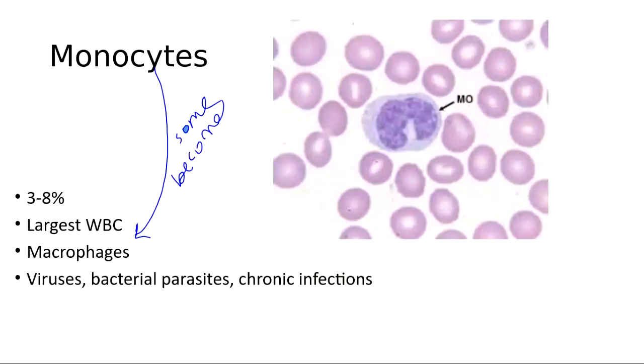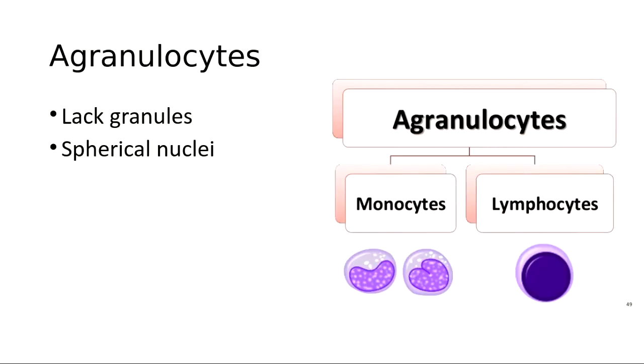Monocytes are the biggest white blood cell. Some of them are destined to become macrophages. So as they become older and more mature, they'll develop into macrophages. These clear up lots of things: chronic infections, bacterial parasites, viruses. So yeah, more to come in chapter 20, a lot more.